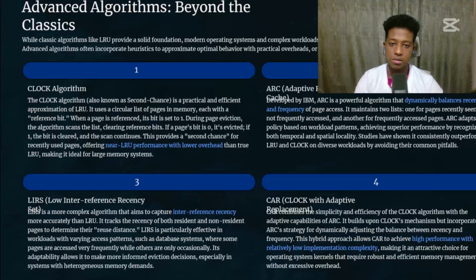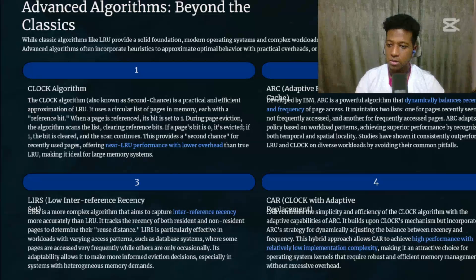We have our second algorithm over here, ARC, Adaptive Replacement Cache, developed by IBM. ARC is a powerful algorithm that dynamically balances recency and frequency of page access. It maintains 2 lists, one for pages recently seen but not frequently accessed, and another for frequently accessed pages. ARC adapts its policy based on workload patterns, achieving superior performance by recognizing both temporal and spatial locality. Studies have shown it consistently outperforms LRU and clock on diverse workloads by avoiding their common pitfalls.